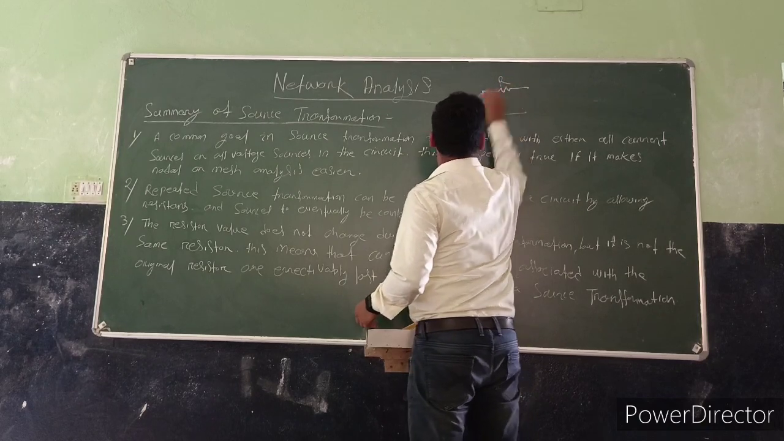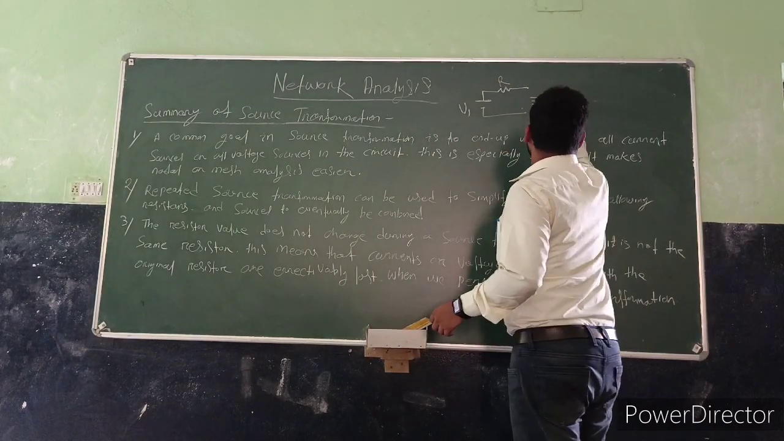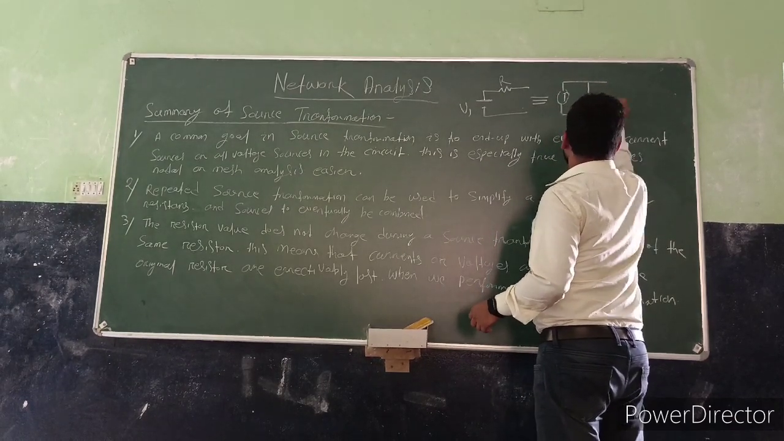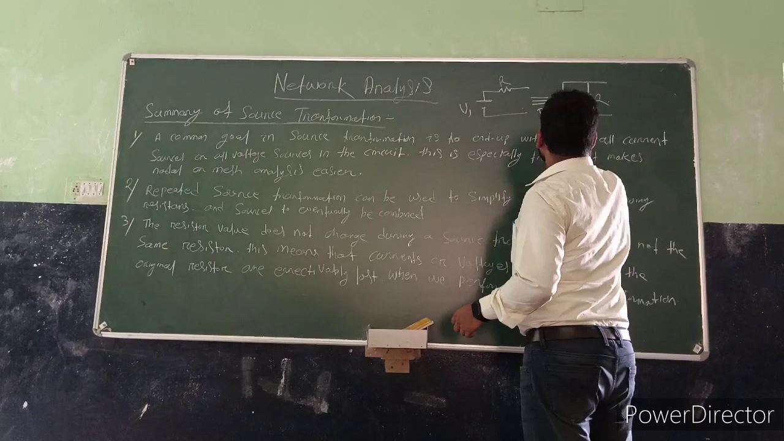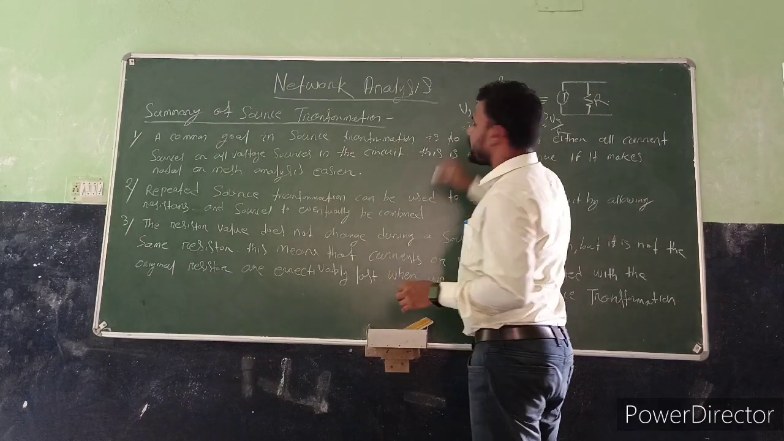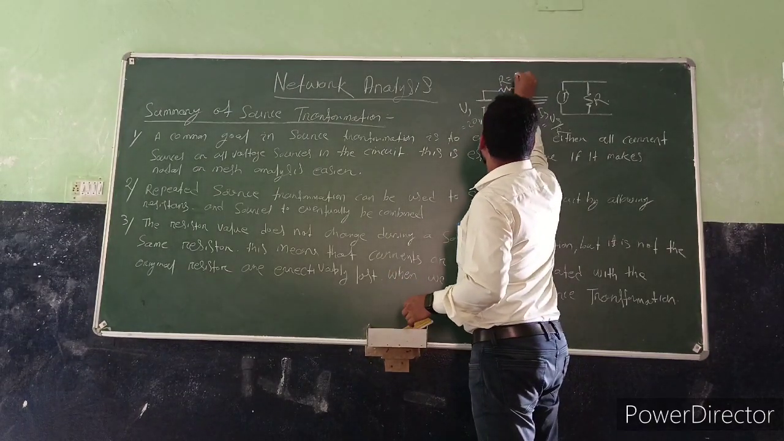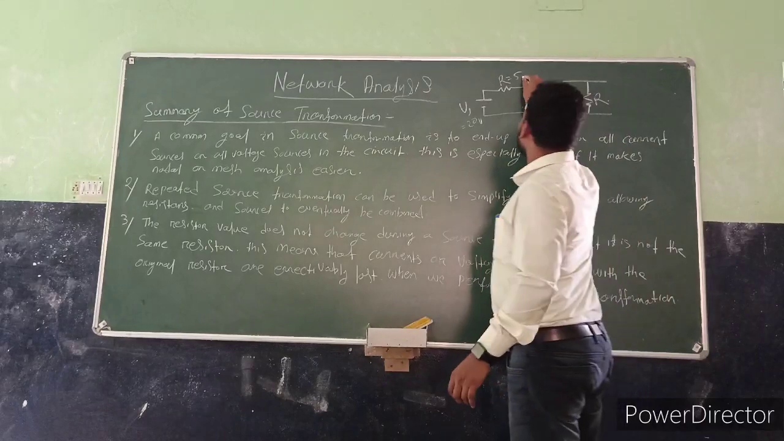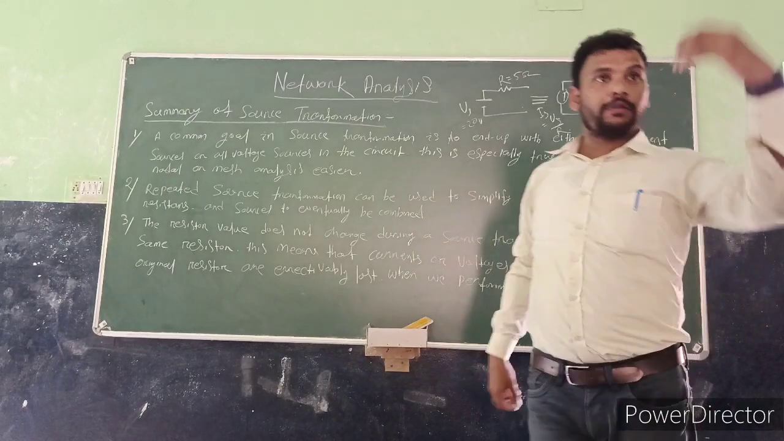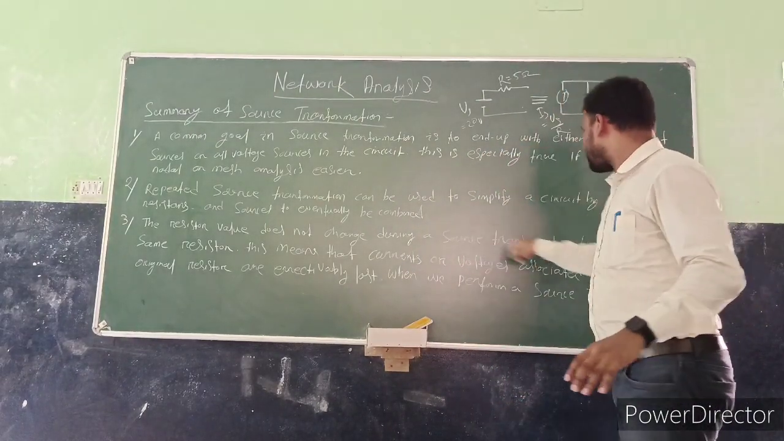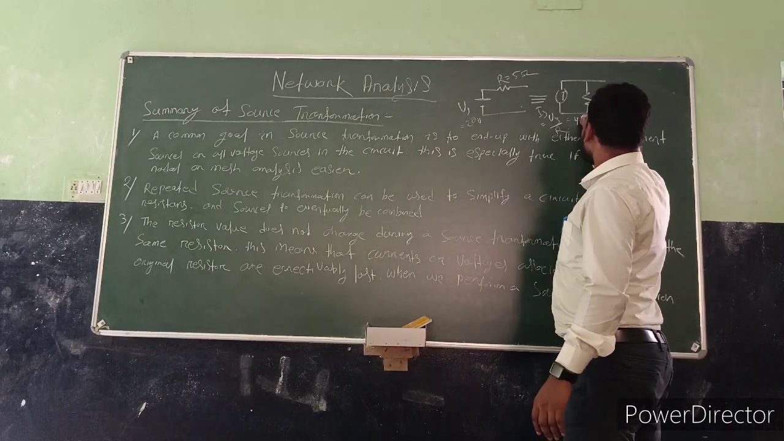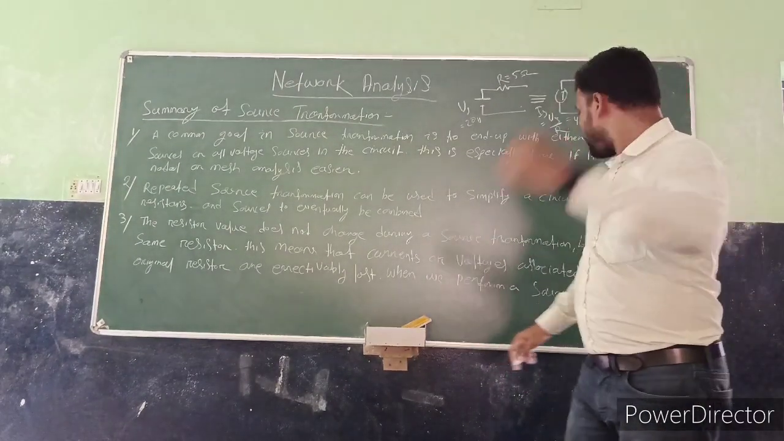This is the source transformation. This is R, and this is Vs. If we transform this, the value of R stays the same, and Is is equal to Vs by R. Let Vs be equal to 20 volt and R be equal to 5 ohm. The resistance value remains the same, so here Is equals 4 ampere.